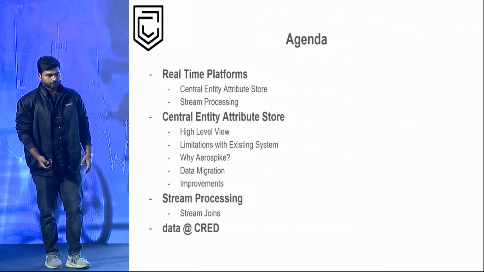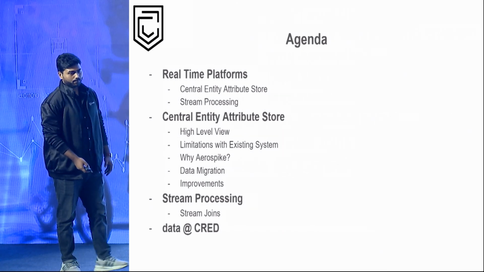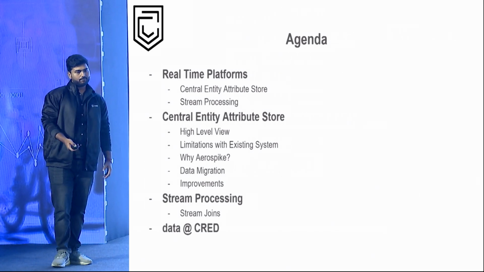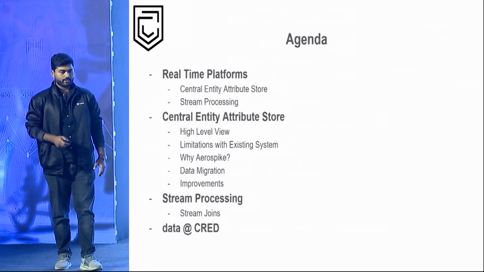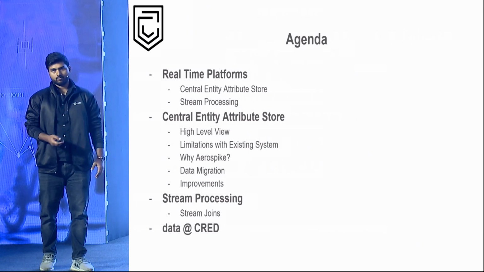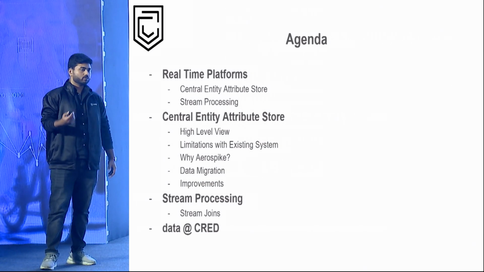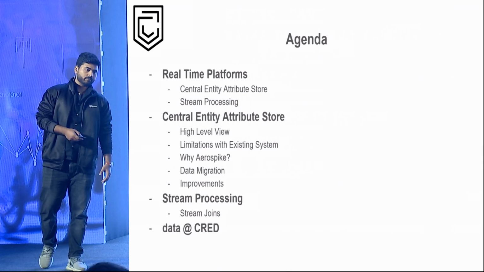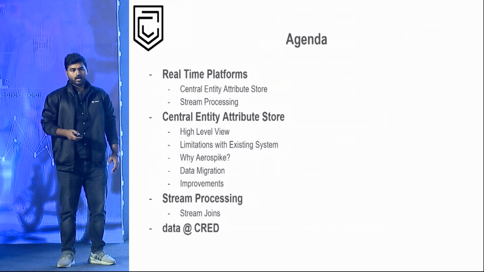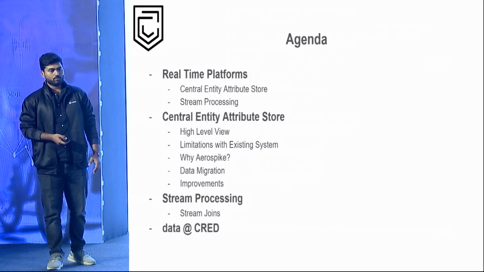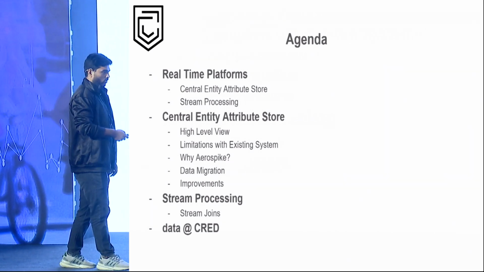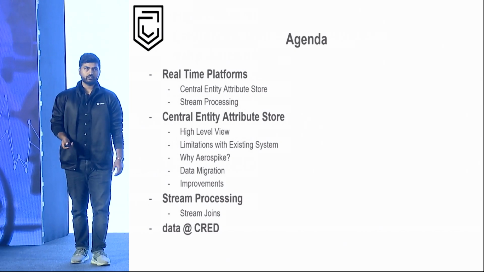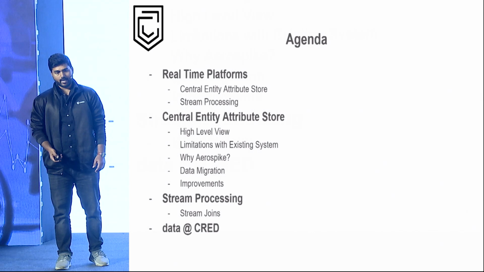So the agenda for today's session would be the real-time platforms and applications. We will just talk about a couple of them. We have the central entity attribute store and the stream processing platform. Myntra also talked about this. They have their stream processing state store on Aerospike. They also have a feature store on Aerospike. We are just going to dissect these two particular systems in context of CRED, how we have optimized them and how we are currently using them in production and with the workloads that we have.